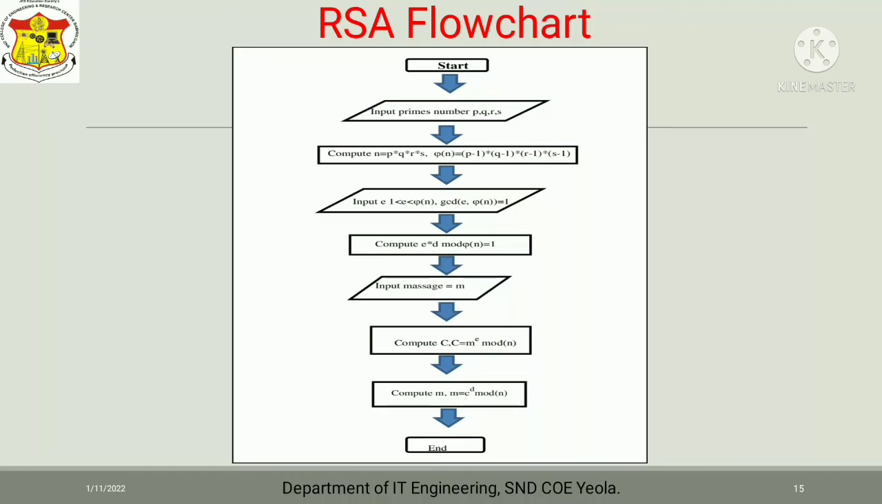Then compute the value of d, that is find out the value of d. Given plain text message M, calculate the value of ciphertext by using the formula m raised to e mod n. After this, compute the value of m, that is plain text, by using the formula c raised to d mod n. Last, end.